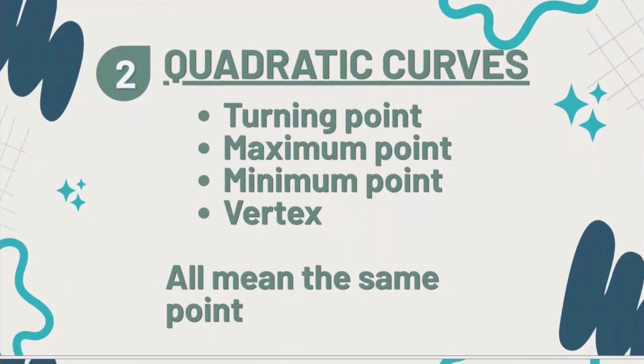Then quadratic curves. Again, turning point, maximum point, minimum point, vertex. They all mean the same thing. It's the same point. So if they give you a quadratic equation in completing square form, and they're asking you to identify the turning point, the minimum point, maximum point, or vertex, it's going to be the same thing. And another thing, you have to make sure that if they ask you to write down the line of symmetry, it is always going to be the x coordinate of the vertex, not the y coordinate.